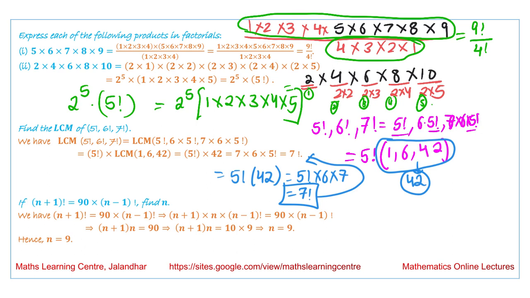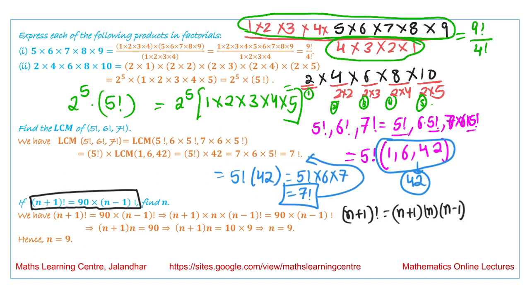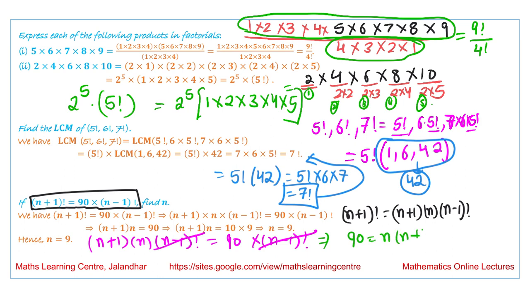Next question we have is n plus 1 factorial is equal to 90 into n minus 1 factorial. We have to calculate the value of n. So the term we have over here is n plus 1 factorial. We can write this as n plus 1 into n minus 1 factorial. Now it is being given that n plus 1 into n minus 1 factorial is equal to 90 into n minus 1 factorial. Clearly this term is not 0. So this implies that 90 is equal to n into n plus 1.